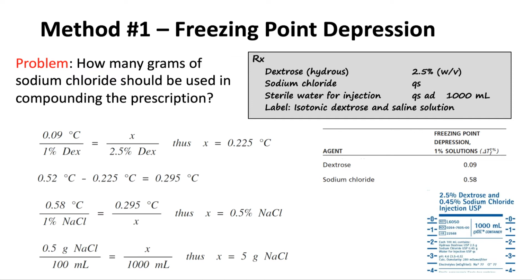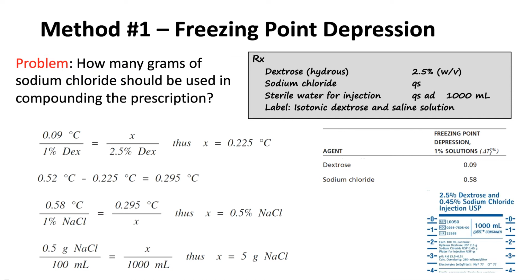So now, going back on top, if we solve for x, we would take 0.09 times 2.5 and then divide by 1 in this case. So if we solve for x, we see that a 2.5% concentration of dextrose would reduce the freezing point by 0.225 degrees Celsius. Okay? Good.